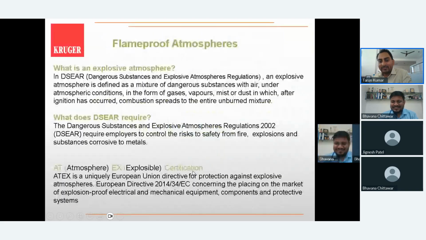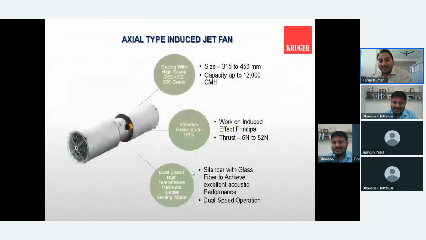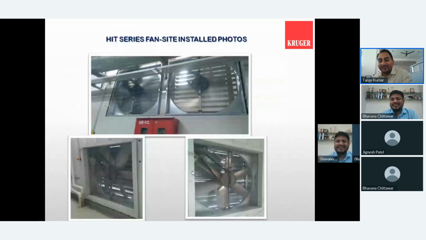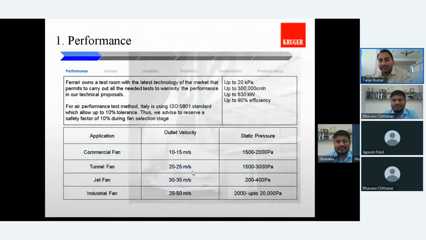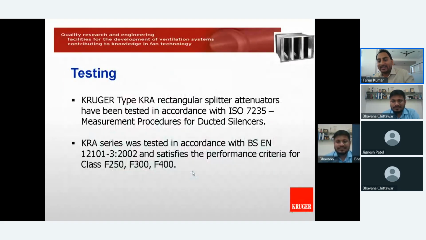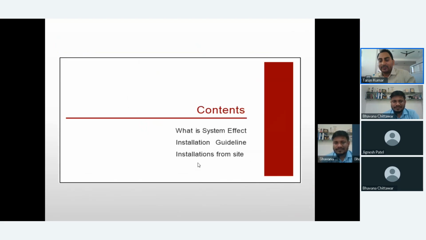So I will take 10 minutes maximum. This is part of this slide, and it is very important when we are selecting the fan. Fan selection is done, but the major part is the installation, where mainly people make mistakes. I will take 10 minutes maximum just to explain the system effect.